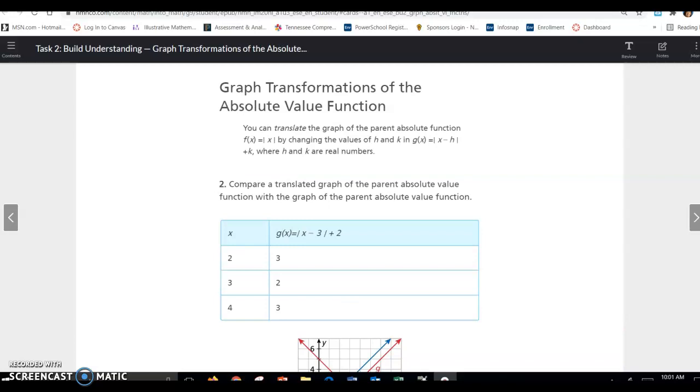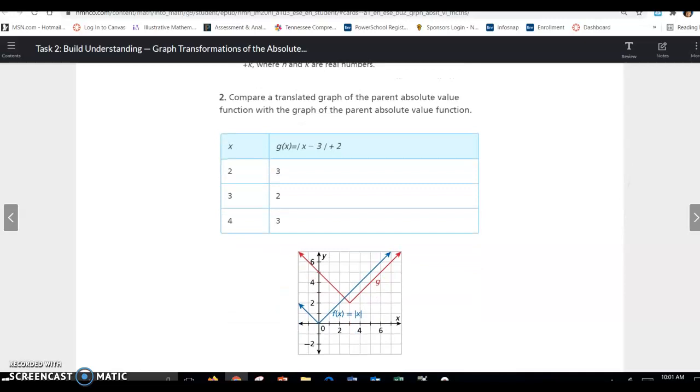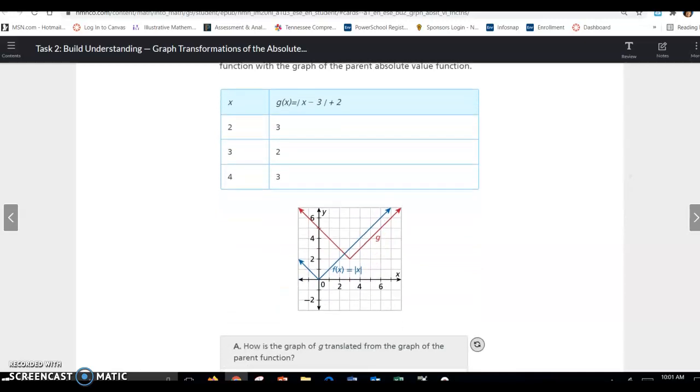All right, we are on lesson 8.2, task 2. We're going to graph transformations of the absolute value function. You can translate the graph of a parent absolute value function, f of x equals the absolute value of x, by changing the values of h and k in g of x equals the absolute value of x minus h, plus k, where h and k are real numbers. Compare a translated graph of the parent absolute value function with the graph of the parent absolute value function. All right, so we want to compare the translated graph with the parent function.